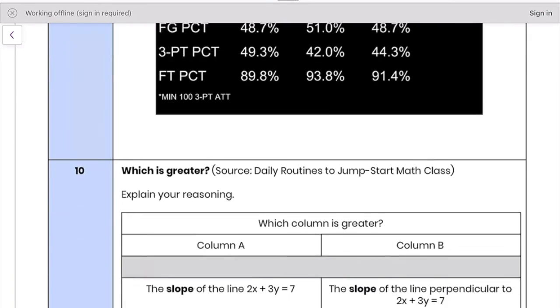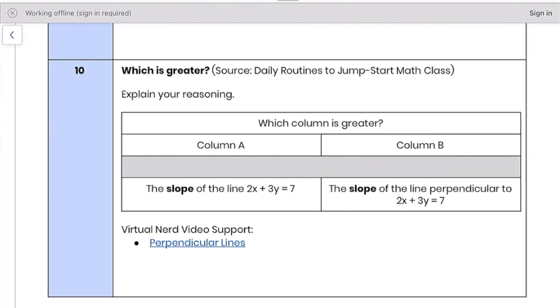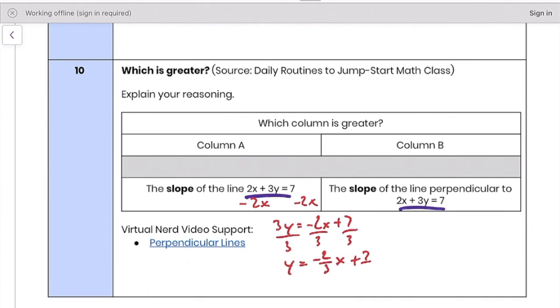And then the last one was number 10. Find the slope of which column is greater. So the slope of this one or the slope of this one. You just have to rearrange them both to put them in slope-intercept form. So for the one on the left, minus 2x from both sides. 3y equals negative 2x plus 7. Divide by 3, divide by 3, divide by 3. Y equals negative 2 thirds x plus 7 thirds. And for the second one, minus 2x, minus 2x. Oh, they're the same. Sorry, I had to read this.